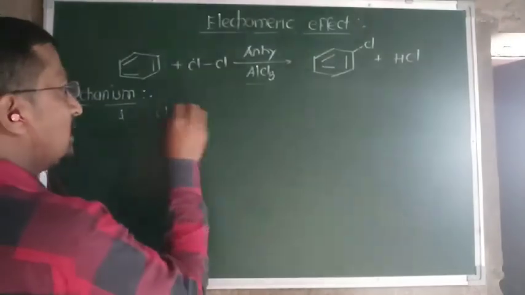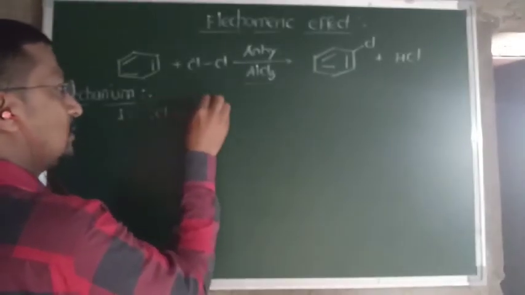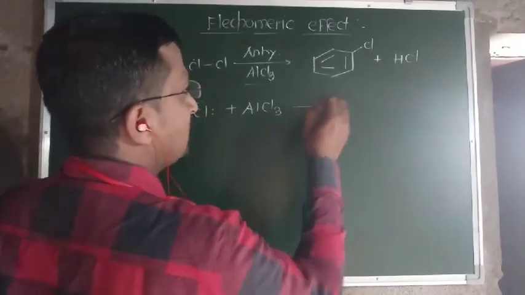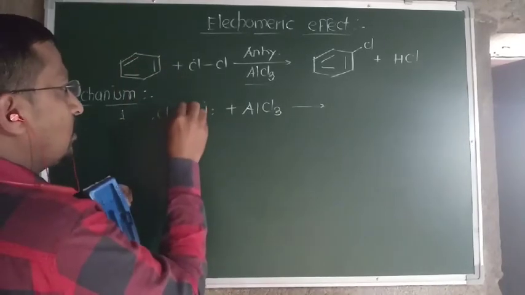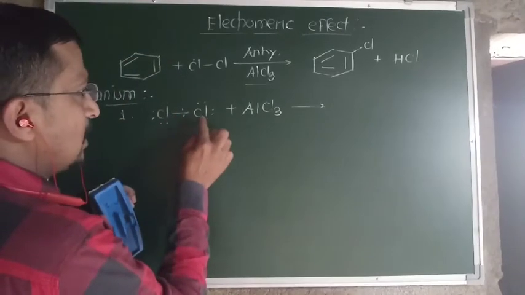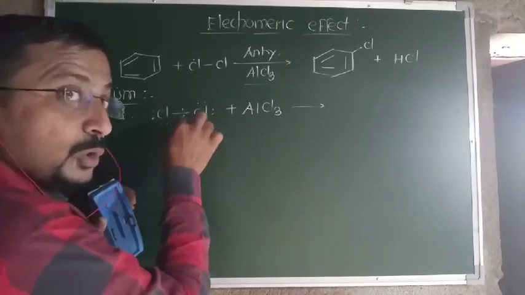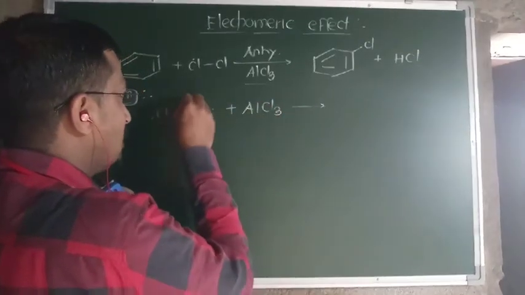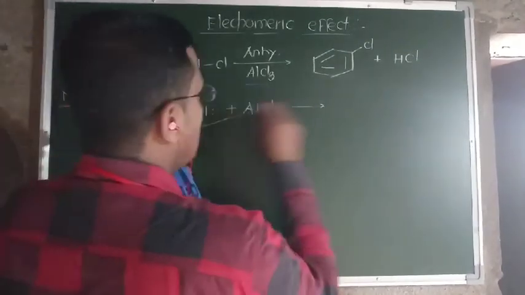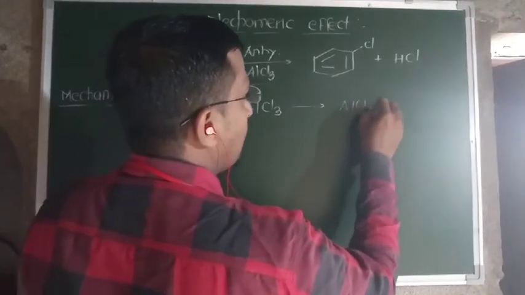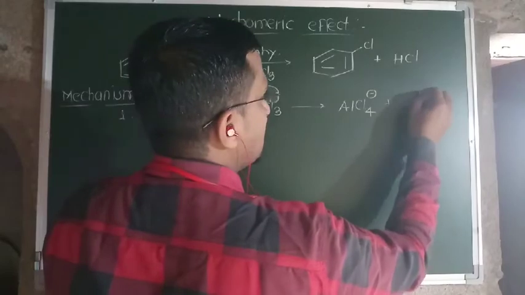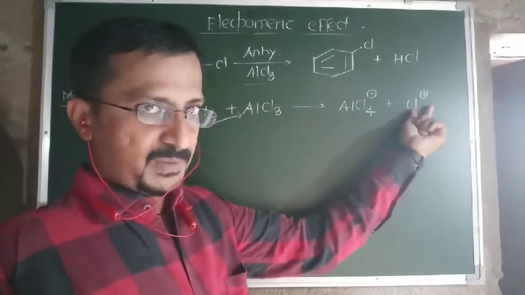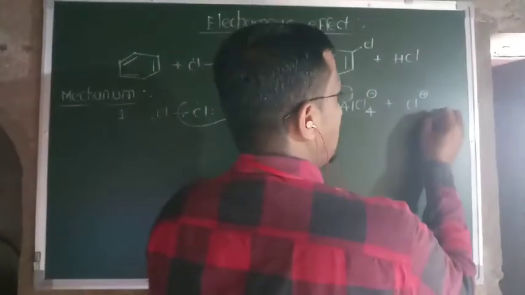So when chlorine-chlorine with lone pairs plus AlCl3, what happens? The bonding electron pair between these two chlorine atoms leaves with one chlorine as a chloride ion, and the Lewis acid grabs one chloride ion. So when the chloride is grabbed by AlCl3, it gives AlCl4 minus plus Cl plus, the chloronium ion. That is, Cl plus is formed, and this Cl plus is our electrophile.